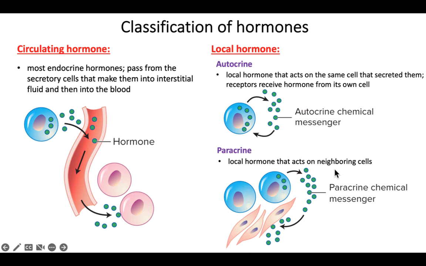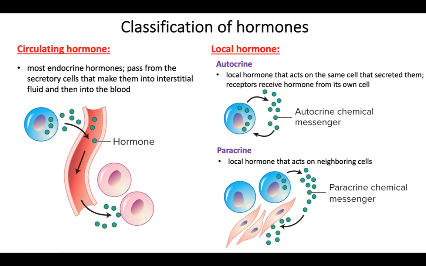Paracrine, the key is neighboring cells or nearby cells. So you've got a cell that produces a hormone and then stimulates a cell that's in the same tissue, so it doesn't have to go into the bloodstream. An example here I like to give is histamine. Histamine causes inflammation. And when cells produce histamine, it causes inflammation in that same tissue.